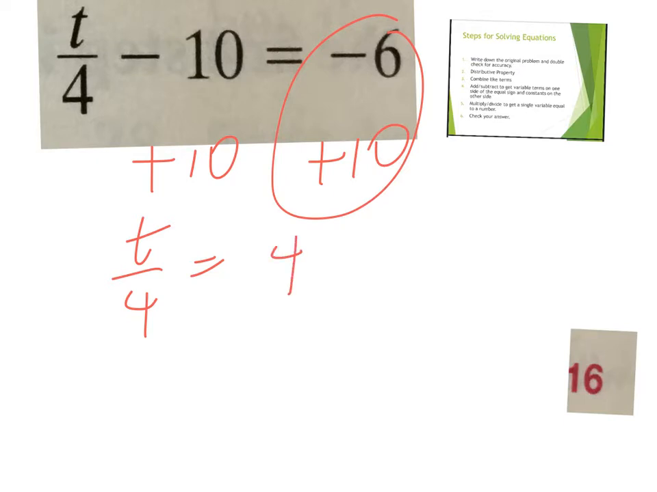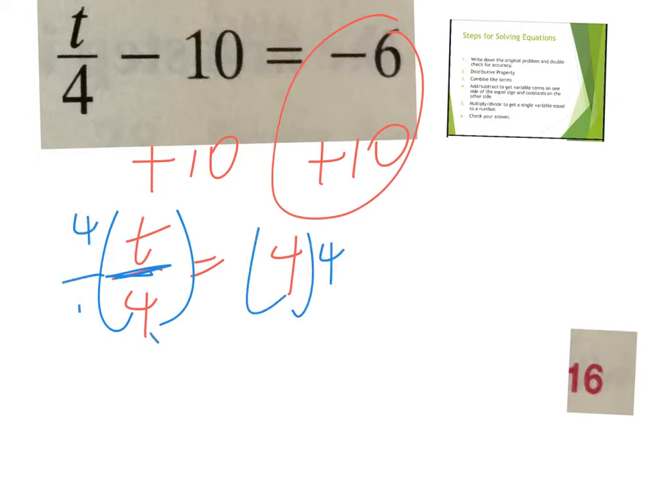Then we go back and we multiply off the 4, because this means t divided by 4. Multiply off the 4. The 4's are gone, so t equals 16.